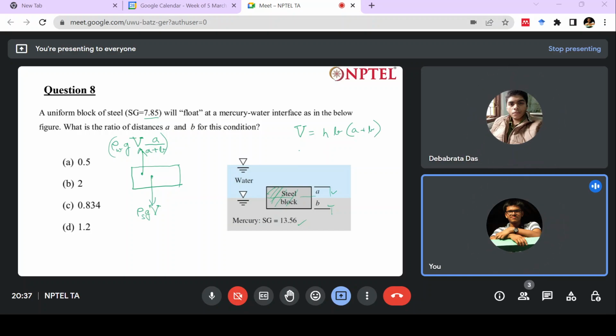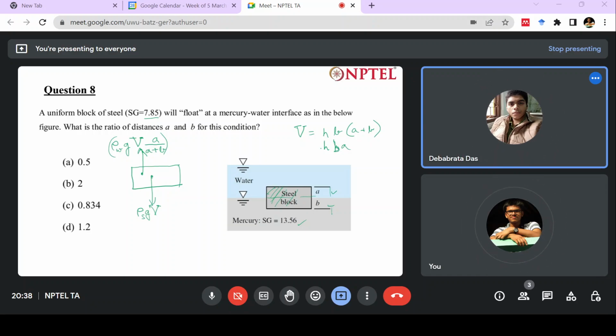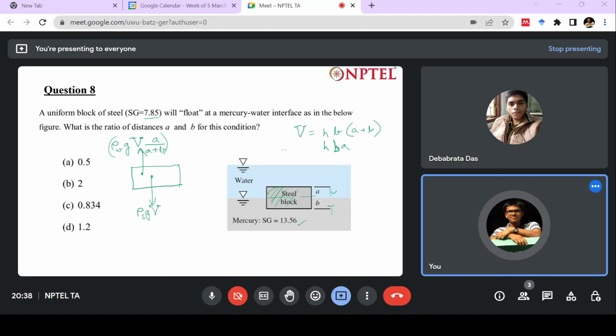Correct. So what is the volume inside water? Volume inside water is H into B into A. Correct. So what I have done is calculated the volume inside water using V as my symbol. So this is V1. If I simply divide by A plus B and multiply by A plus B, this will be equal to V into A by A plus B. Is this clear? Yes, sir.